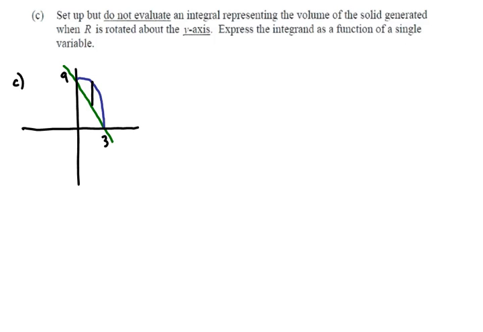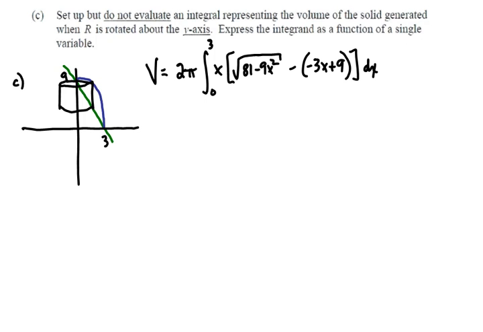And so we get this cylindrical shell that has a surface area of 2 pi r h. And so the volume is 2 pi times the integral from 0 to 3. The radius is x again, and then h is going to be the difference of the two functions, and dx is the thickness of each cylindrical shell. And so that's it. That's all that needs to be done on that particular one, is to set it up. You don't need to integrate it.